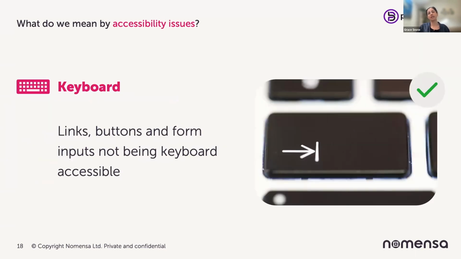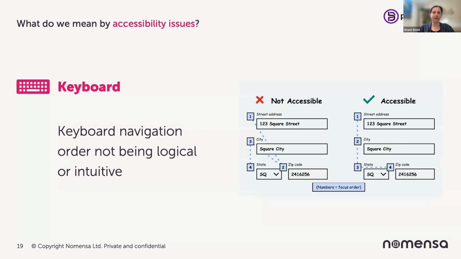So the type of accessibility issues we're talking about, keyboard, really common issue. So links, buttons, and form inputs not being keyboard accessible. So the first thing I'll do on a website I see is I'll try and use it by keyboard only. So I'll press tab and try and move through all the interactive elements on the page. I might use arrow keys, enter keys to activate forms, that kind of thing. You can catch stuff really quickly that way.